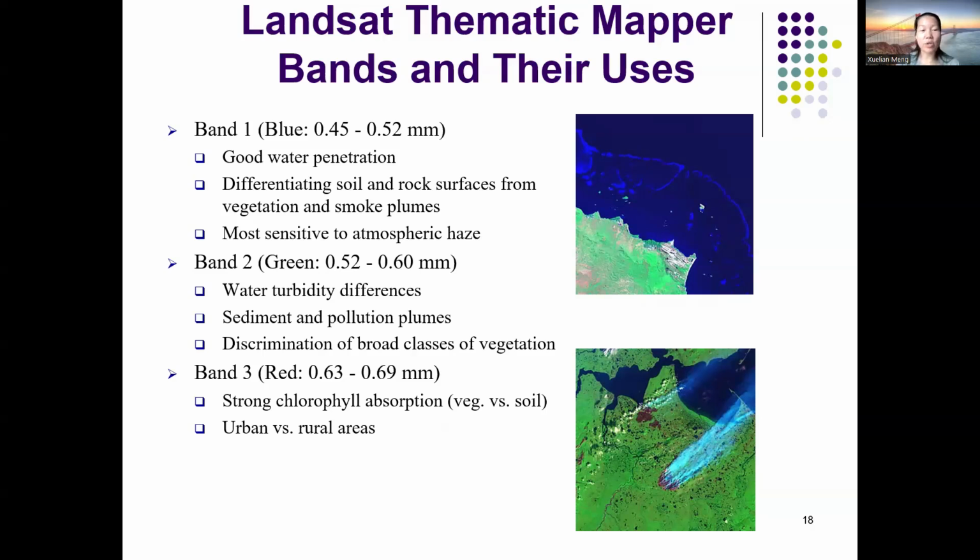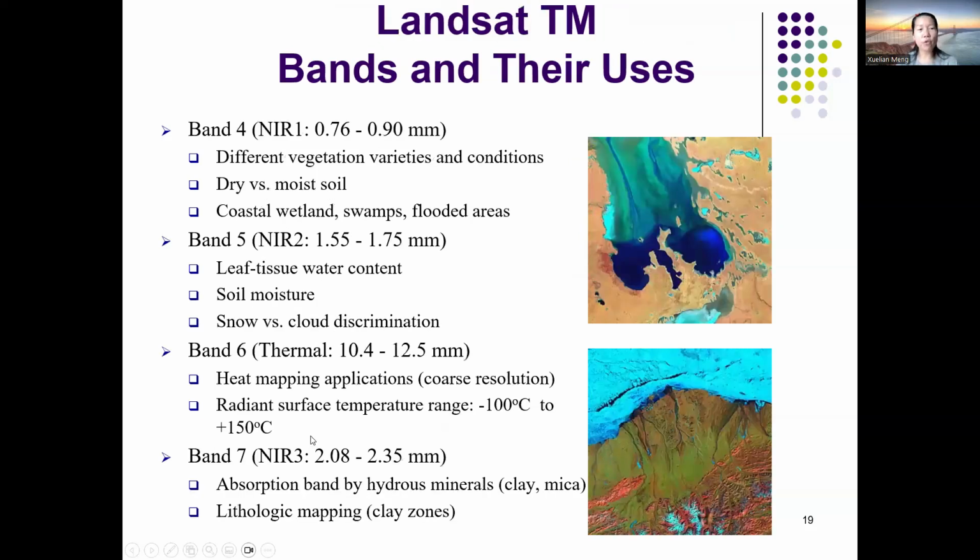Band 2 is the green band, which is good for water turbidity difference mapping, sediment and pollution plumes, and also discrimination of broad classes of vegetation. Band 3 is red, which has strong chlorophyll absorption, so it's good for differentiating vegetation from soil, urban versus rural areas. Band 4 is the near infrared. It's good for differentiating different vegetation varieties and conditions, dry versus moist soil, coastal wetlands, swamps, or flooded areas. And then band 5 is a near infrared, the longer near infrared band.